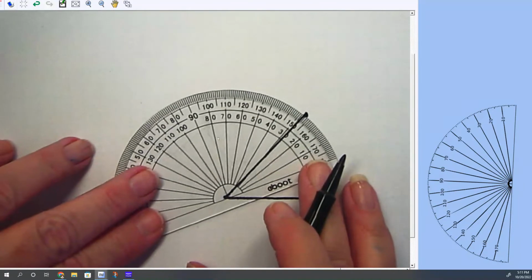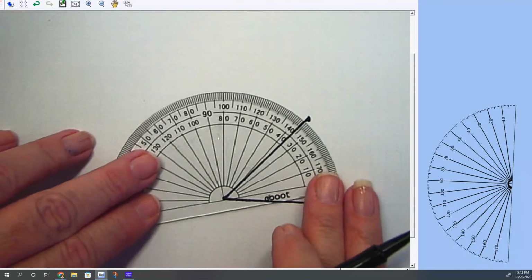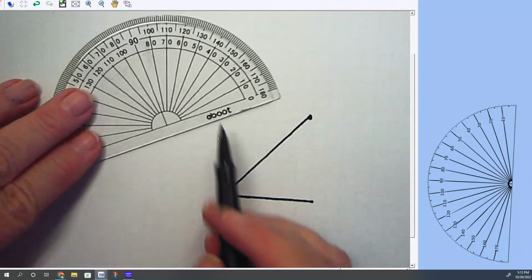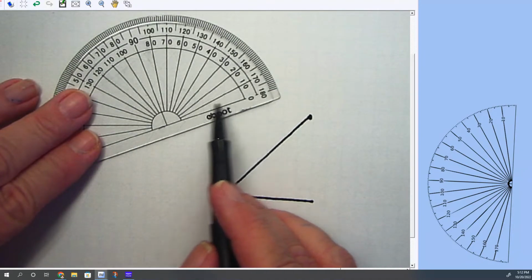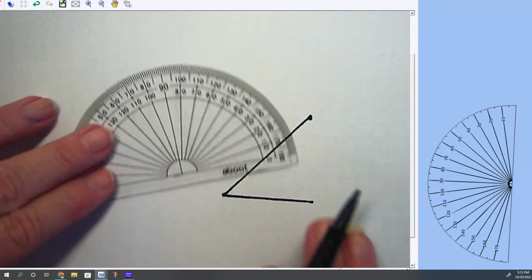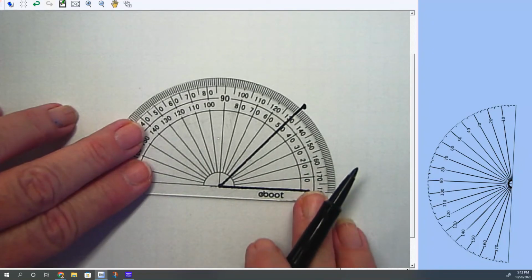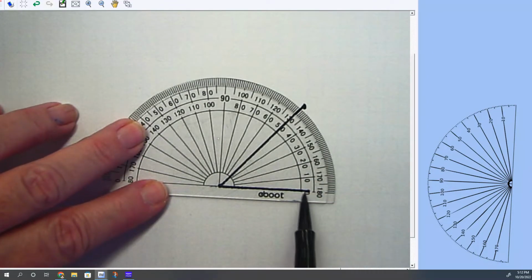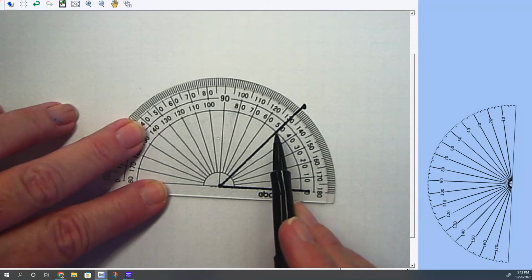And once it's over the vertex, then I need to spin my protractor so that one of the lines is directly under my 0 line. See how this has a 0? I want to spin it so one of my lines is directly under the 0 line. I'm going to spin it there. And then I can just read up from 0. I know I start at 0, so I'm going to use the numbers that start at 0 instead of the ones that start at 180. And I'm going to count up. And I can see that it's 50 degrees.